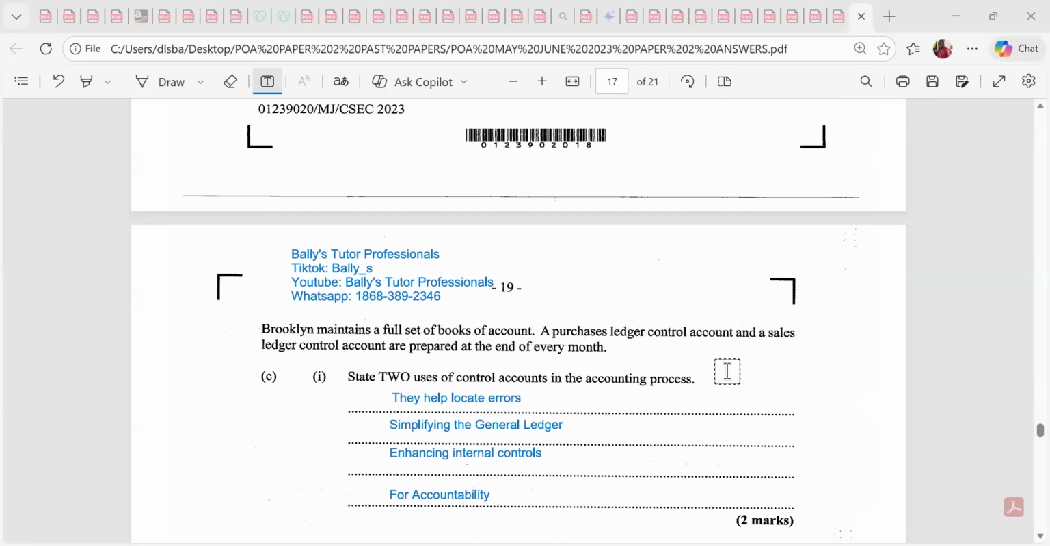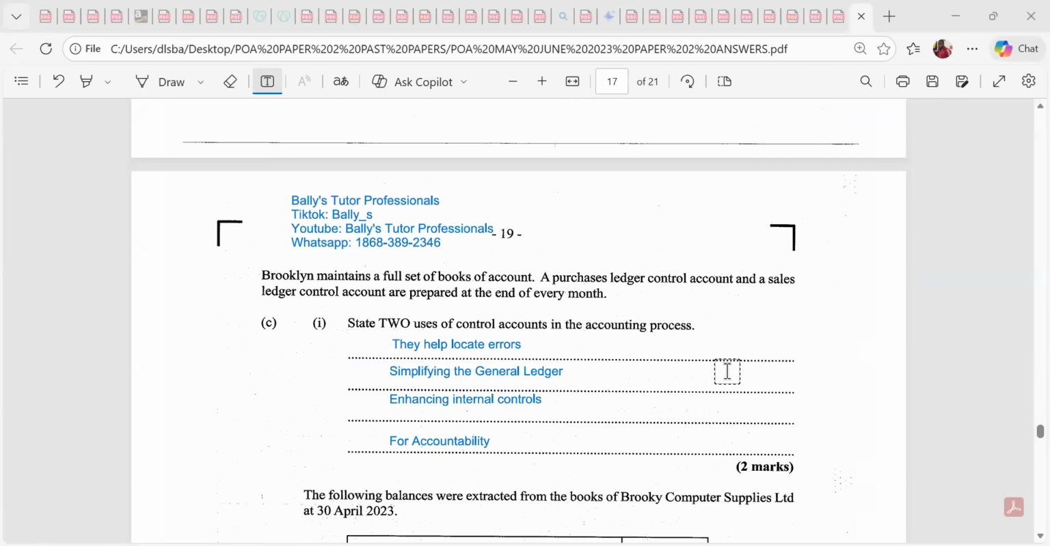Then they say Brooklyn maintains a full set of books of accounts. The purchase ledger control account and the sales ledger control account are prepared at the end of every month. State 2 uses of the control account. It can not only locate errors, but it could be a form of internal control to reduce errors as well. So it can locate errors, it can reduce errors, it could simplify the ledgers as well by putting everything in one area, make it easier to find stuff.